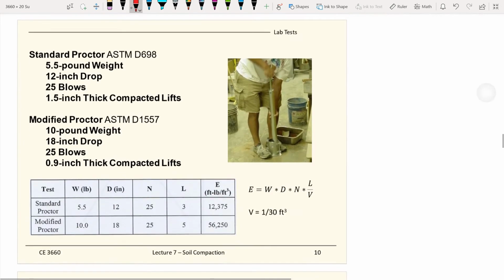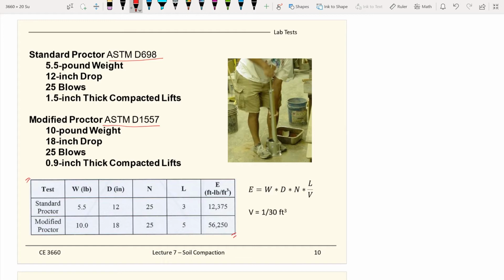So per the ASTM standard, there are two different types of compaction tests. ASTM D698 is the standard Proctor test, and ASTM D1557 is what we call the modified Proctor test. So why do we need two tests, and what are the differences between them? This table summarizes the difference between the two.